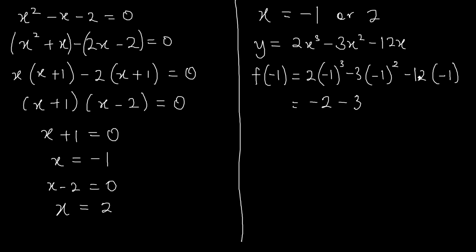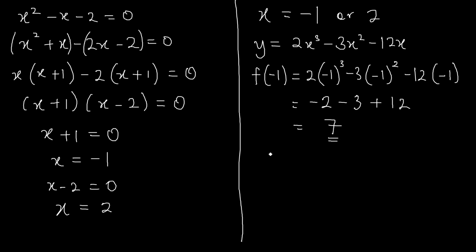Negative 12 times negative 1 will give us positive 12. Good. So negative 2 minus 3 plus 12 will give us 7. So our first turning point will be negative 1, positive 7. Good. So when x is negative 1, y is 7.